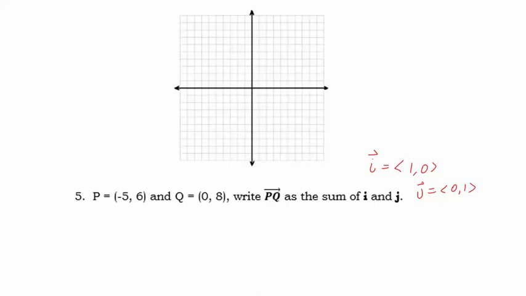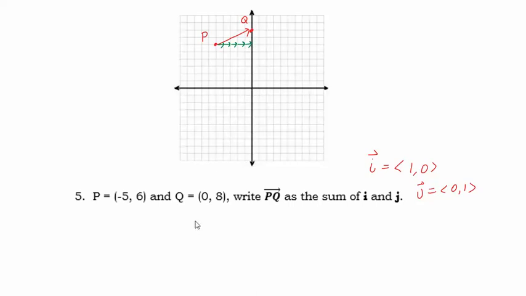Actually, you can use your graph paper from above if you have the notes. 1, 2, 3, 4, 5. 1, 2, 3, 4, 5, 6. And then 7, 8. Okay, so here's the point P. Here's the point Q. Here's my vector PQ. So what we want to do is write this as the sum of the vectors i and j. Well, this is kind of like what we did before, except the vector i is this vector right here. It's the unit vector in the horizontal direction. So how many vector i's do I need here? Well, it looks like I'm going to need 5 of those.